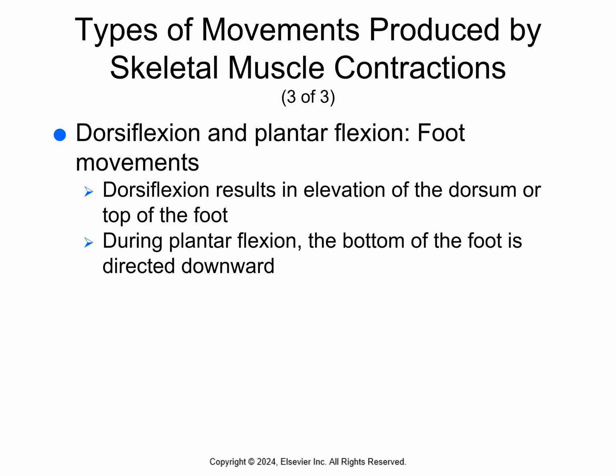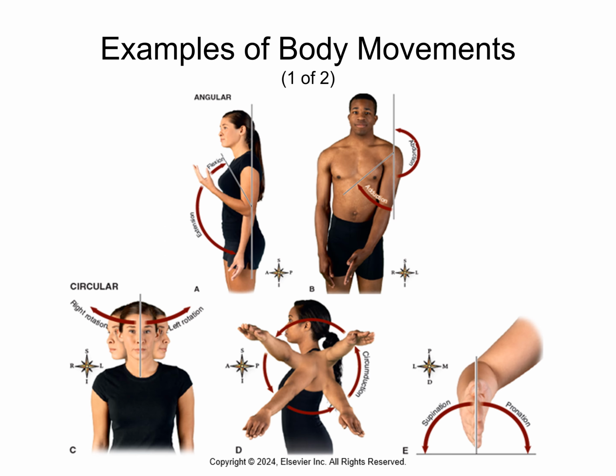Then we have what they call dorsiflexion and plantar flexion. Those deal with our feet. Dorsiflexion results in elevation of the dorsum, the top of the foot. You can take a look at this on page 234, figure 9-10, where they talk about dorsiflexion. So look at F. Your toes are moving upward, whereas in plantar flexion, your toes are moving downward. So here's the figure I'm talking about from that page.